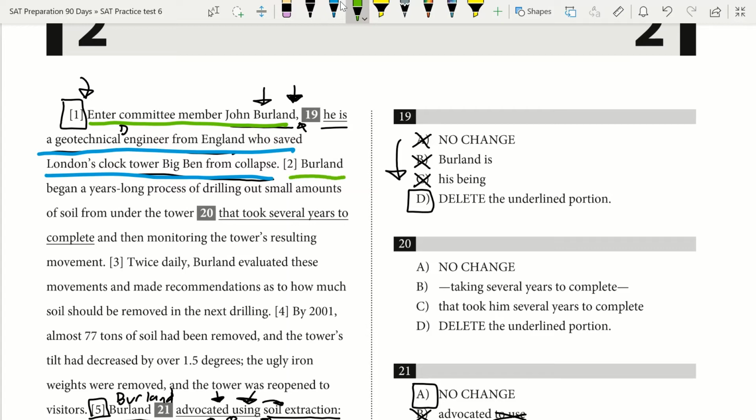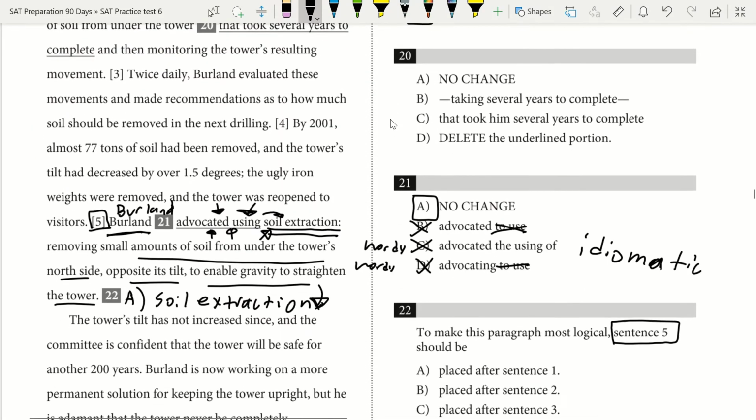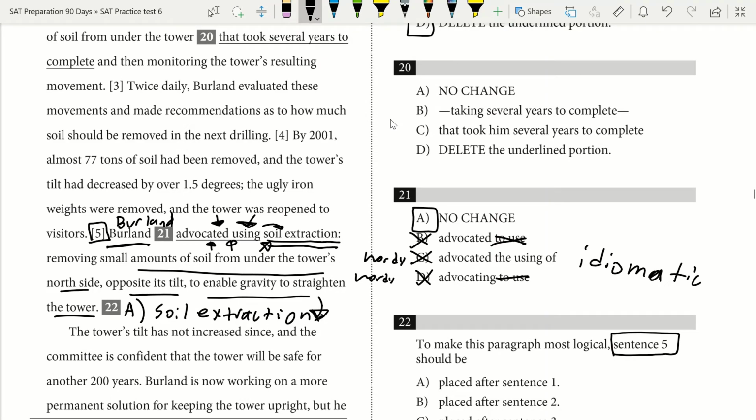So now we just keep reading to answer where we're going to place sentence 5. Keep in mind, what did we just talk about? We just talked about John Berlin. What needed to come before sentence 5 was a discussion of who John Berlin is and what his expertise was. We say he's an engineer from England who saved Big Ben from collapse. So we're introducing this character who now in sentence 5 is advocating a policy of soil extraction to help save this tower from collapse.